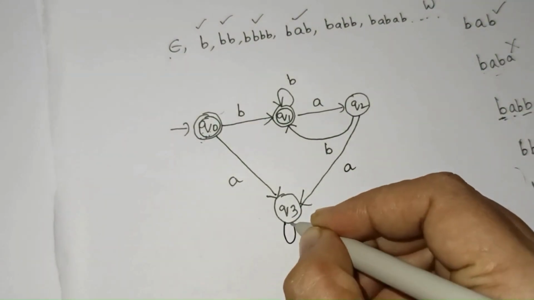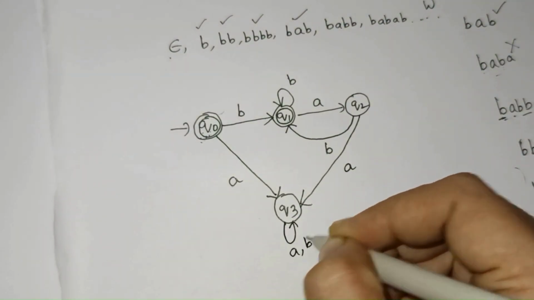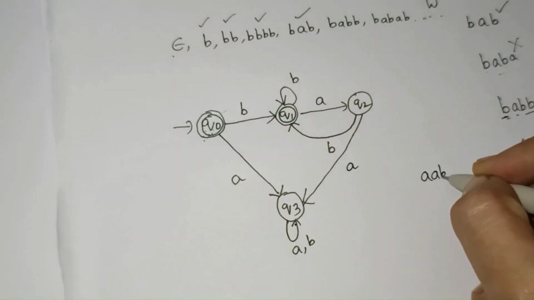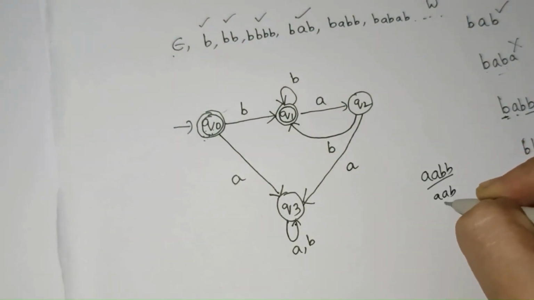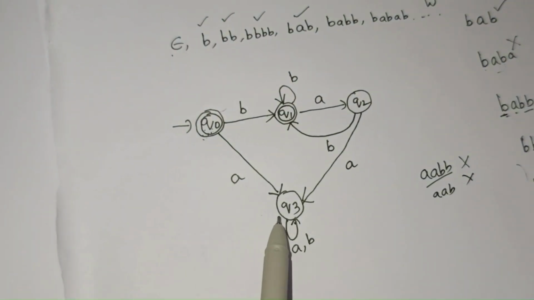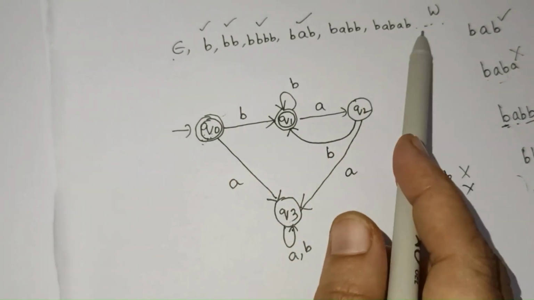And with Q3, you put transitions with A and B. Whatever you take, it will not end up in the final states. So it will reach Q3 only. So if I take AABB or AAB, this string shouldn't be accepted. If you take A, done. It will not go further. AABB ends up in a non-final state, so it is not accepted. AAB is also not accepted. Only this type of strings will be accepted.